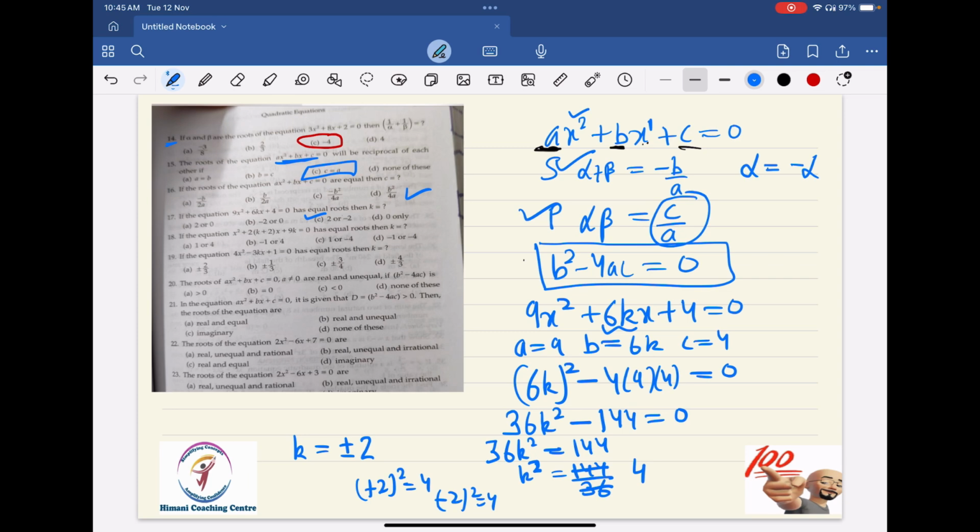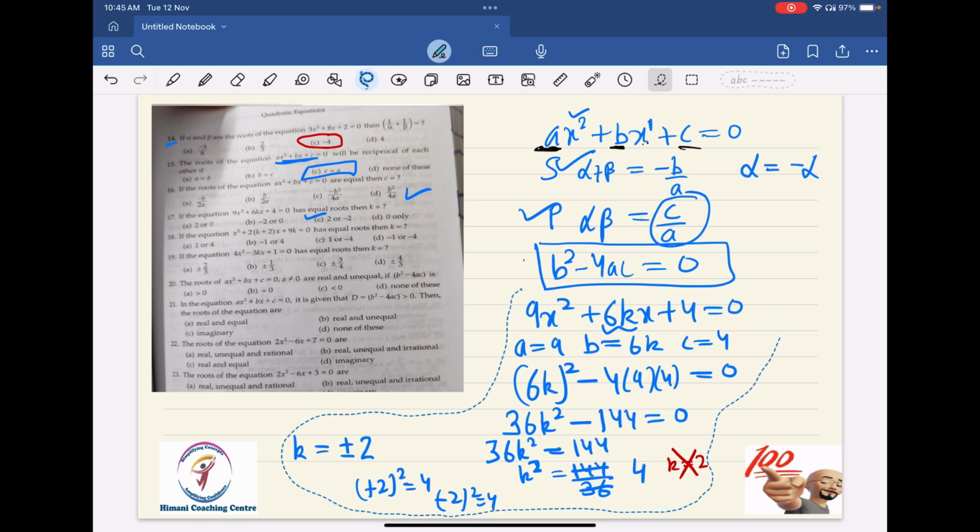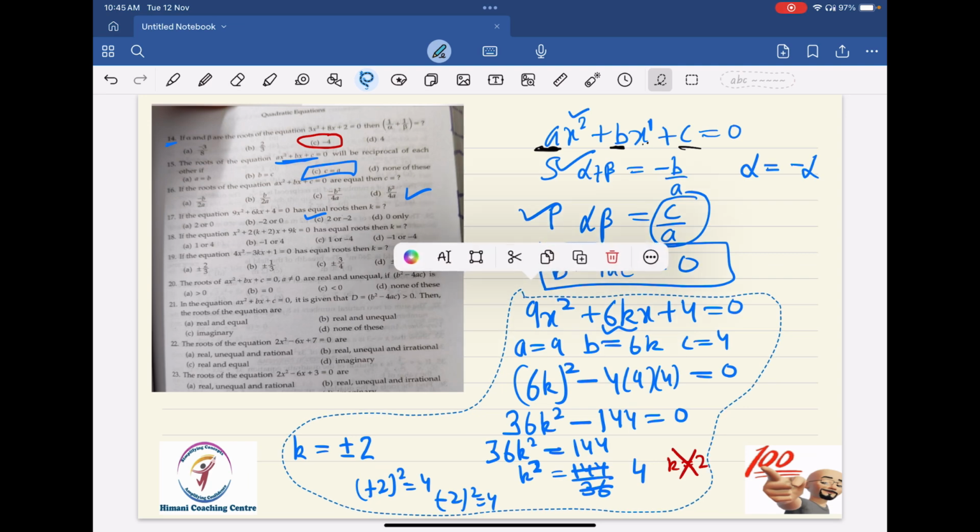Always remember, this is one of the most common mistakes students make. They just write k as 2, which is wrong. It is k is 2 as well as minus 2. You get a square, you do the square root and write plus and minus.